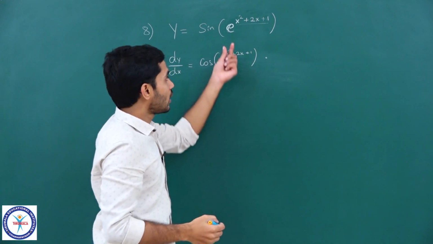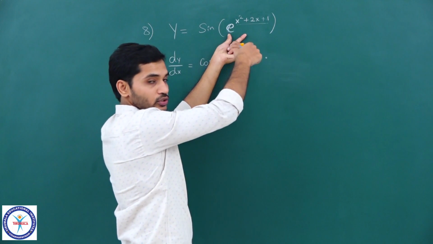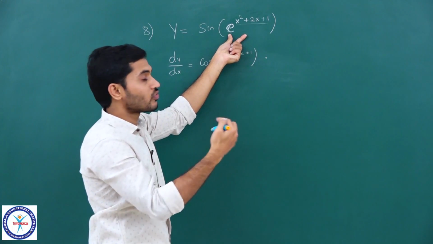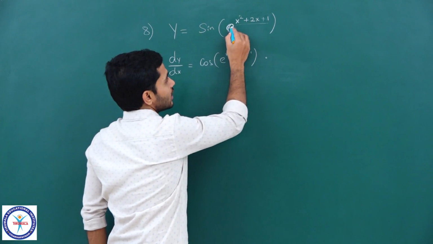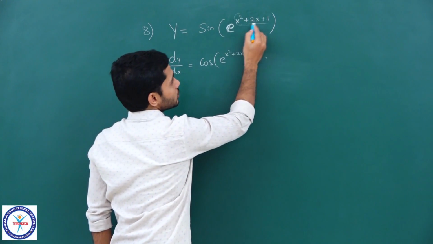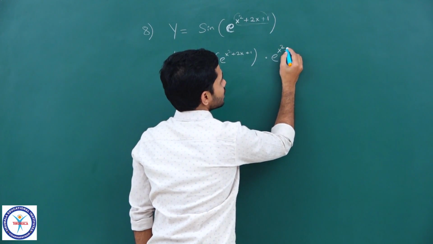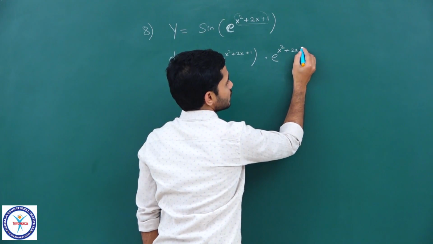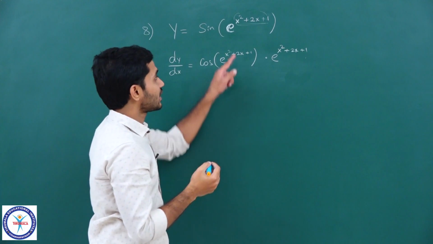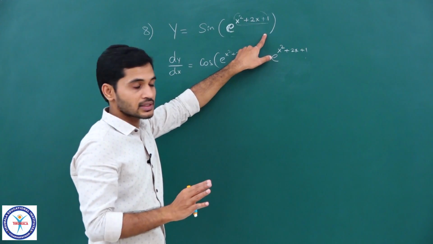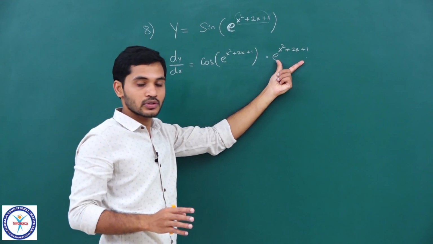What is the problem? I know how to differentiate e power x square plus 2x plus 1 with respect to x square plus 2x plus 1, right. So, what I will do is I will differentiate this with respect to this. What will I get? E power x square plus 2x plus 1 is what I will get, right. Now, is the job over? No, because I differentiated this not with x, I differentiated this with respect to this, that is why I got this. Do you understand that?